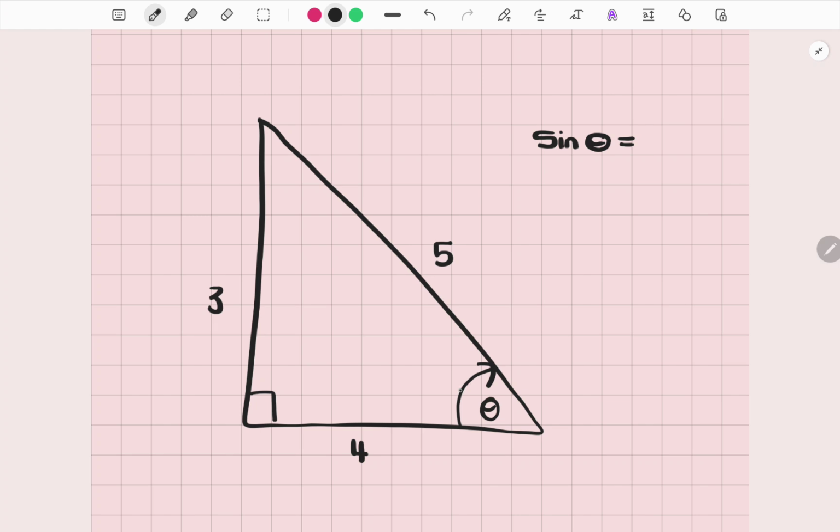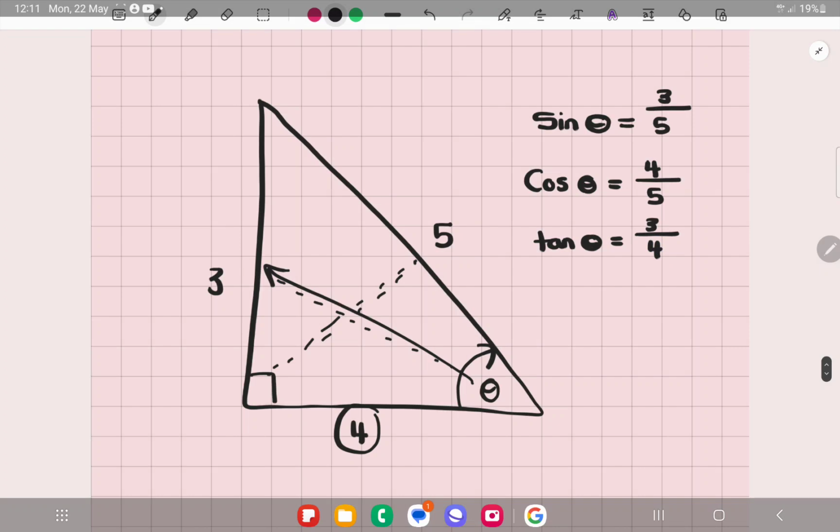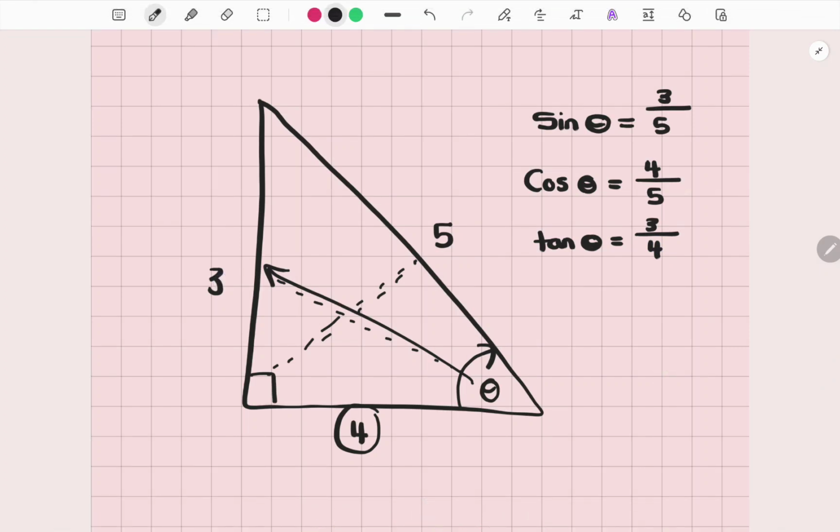So then you would say, okay, sin is SOH, opposite over hypotenuse, which is 3 over 5. If they had to say cos theta, you would say cos is CAH, which is 4 over 5. And tan theta would give you, tan is opposite, which is 3, over the adjacent, which is 4. Okay, so now those are your trig ratios.